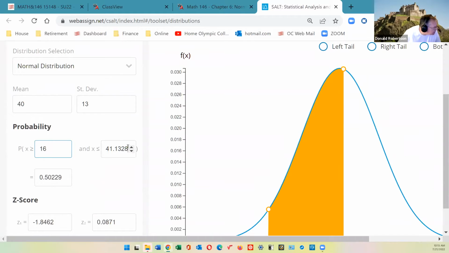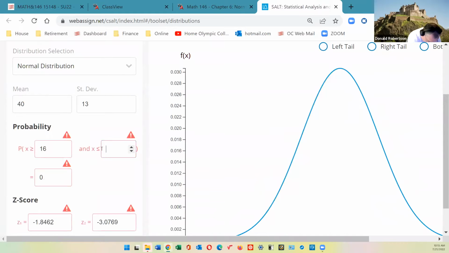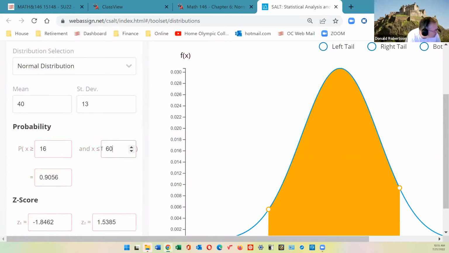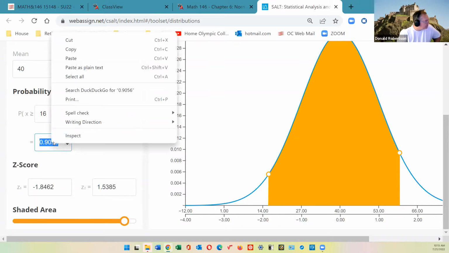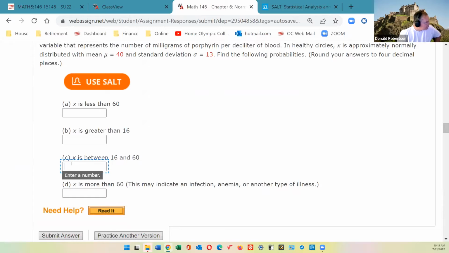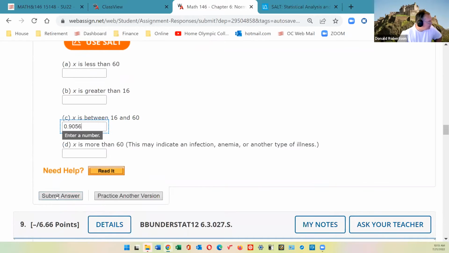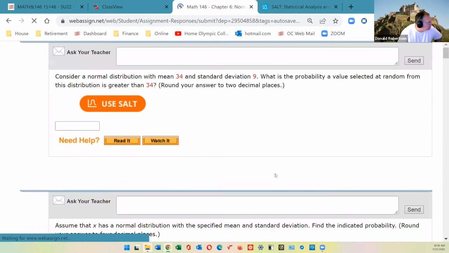And it's going to be less than 60. A pretty big chunk of space. And the answer is that. So the chances that a person has a level of propylene between 16 and 60 is that number there, that decimal there. So let's copy it, put it in there. Probably 4 decimal places. Yes, it is. So let's just check that, make sure I didn't screw up.